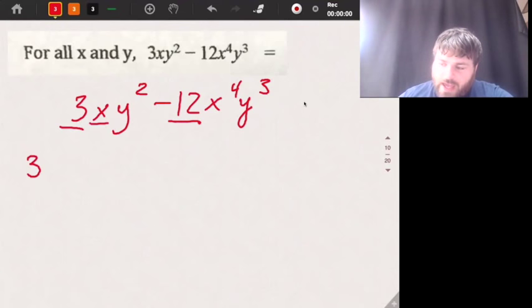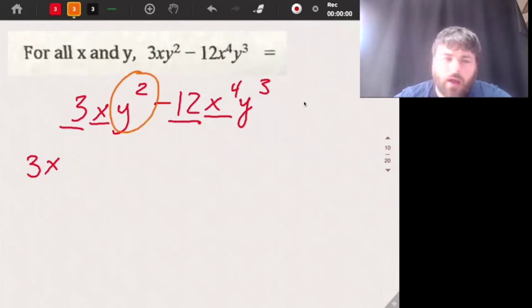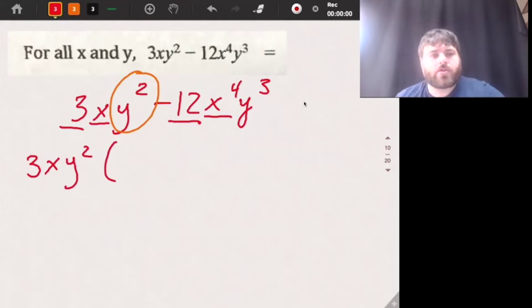Then I notice there's an x in both. There's more than an x on the right, on the 12, x to the 4th. But there's at least, or the best I can do is pull out one of those x's. So I'll go ahead and write that x. Now, how about the y's? What's the greatest number of y's I can pull out? I can't pull out 3 because there's not 3 y's there. So I have to pull out only 2, so y squared. Now remember, when you factor, you're sort of dividing out.